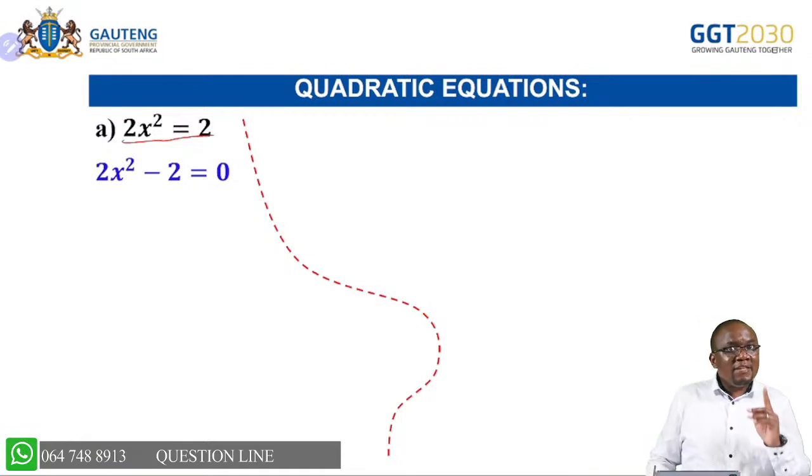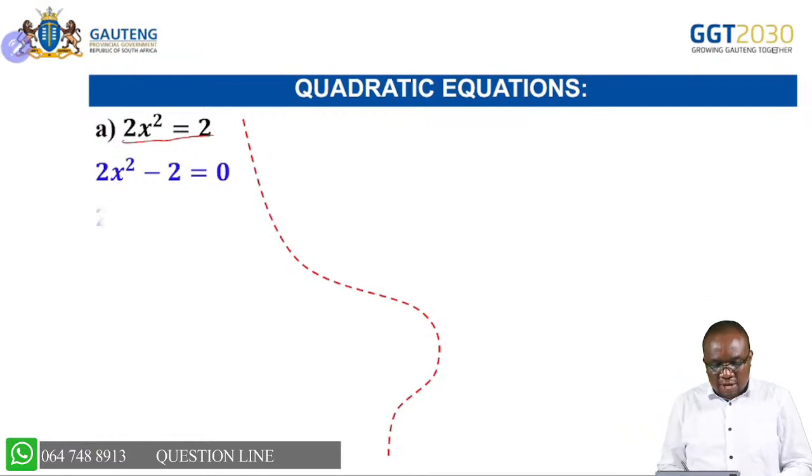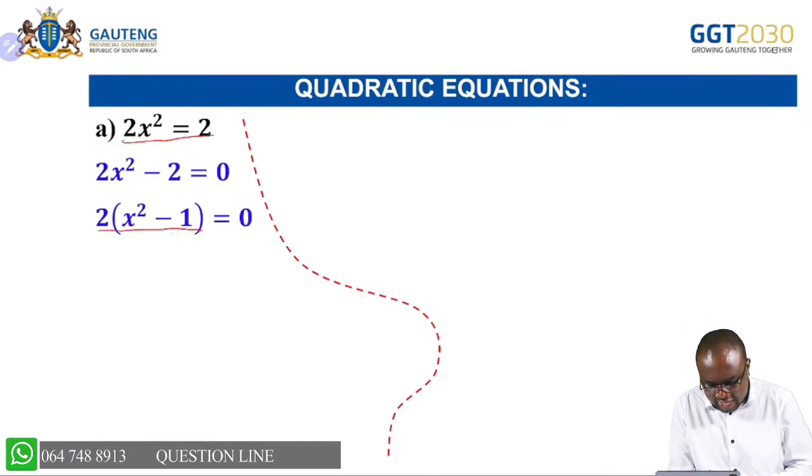And then, do we have the highest common factor? Ask yourself that question. Yes, we have. So it becomes what? We factor it out. It becomes like this. Then what do we do after that? How do we get rid of these 2? We divide by it on both sides. Divide by 2, divide by 2.